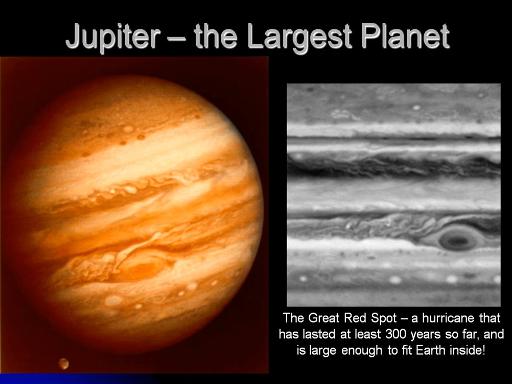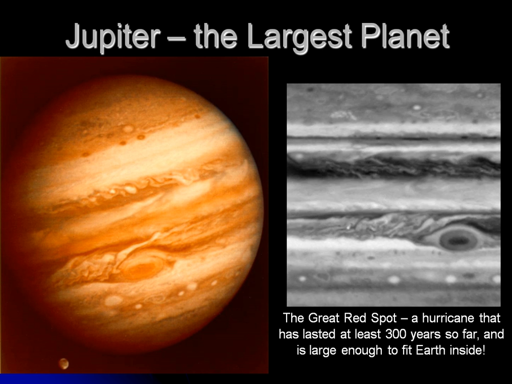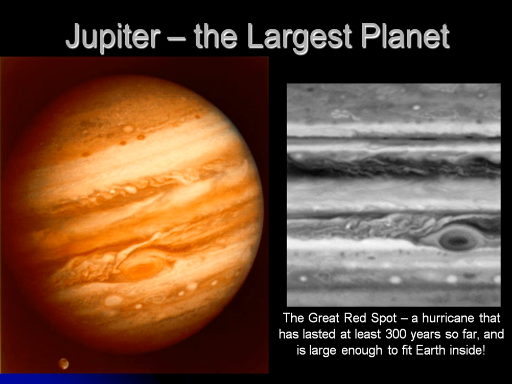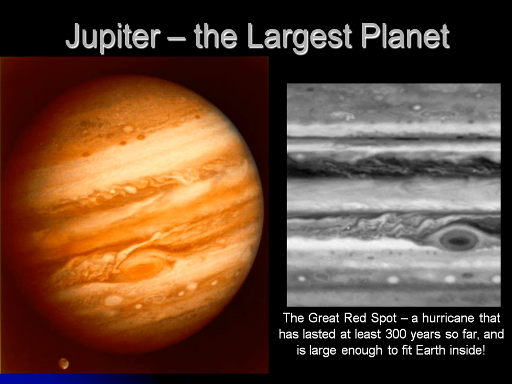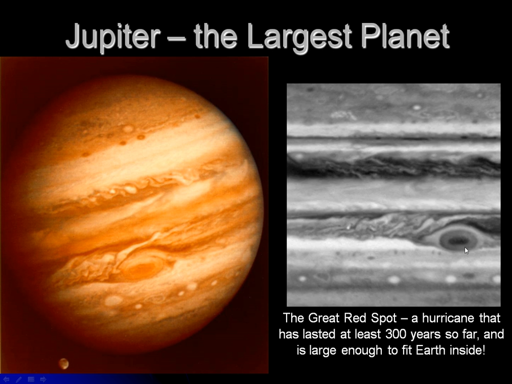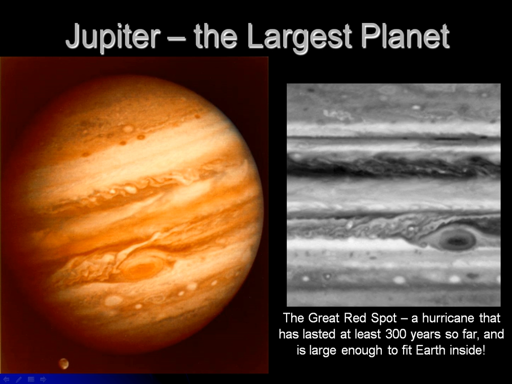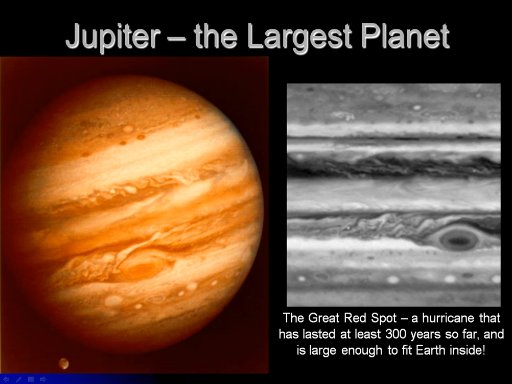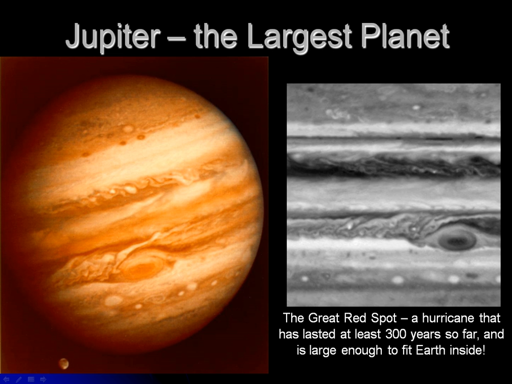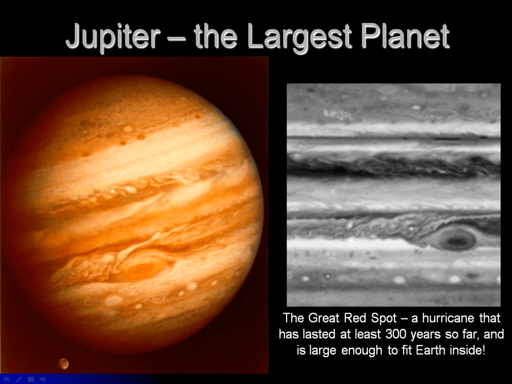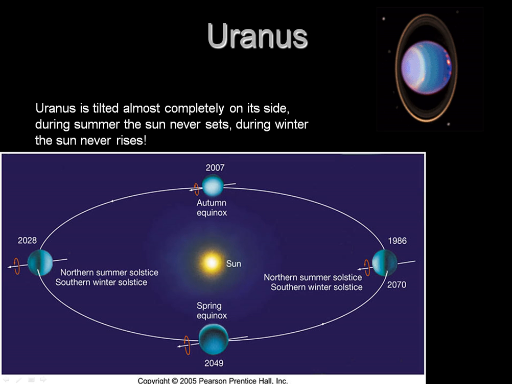Jupiter is the largest planet in our solar system. It has a huge great red spot. That's what it's famous for. This is an image of it. This spot here is a hurricane that's been lasting at least 300 years. As long as we've been looking at Jupiter through telescopes, we have seen this great red spot. And it's large enough that we could fit the Earth inside it.